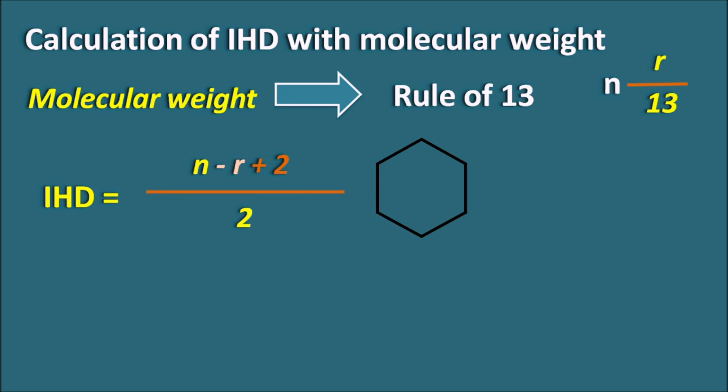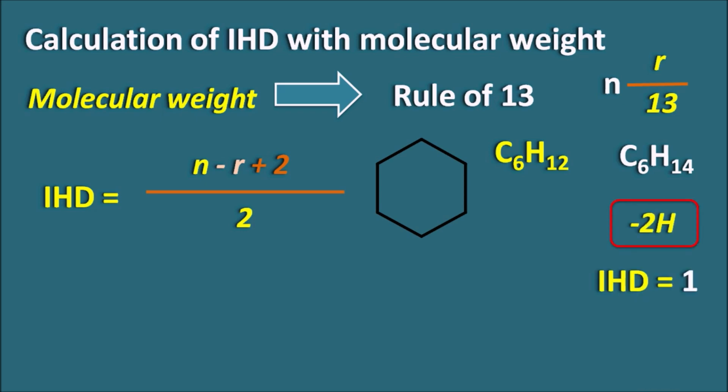Now let us calculate the IHD value by all the methods available. This is cyclohexane having the molecular formula C6H12, and if we compare with the standard molecular formula, it will be C6H14. So the number of hydrogens less is 2. So the IHD value will be 2 by 2, that is equal to 1. So cyclohexane has an IHD value of 1. And again, by structure, it has one cyclic ring without any pi bond, so the IHD value is again 1. And now let us check by the molecular weight.